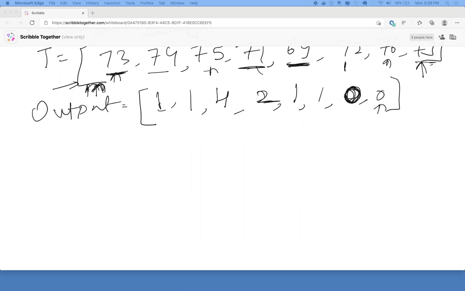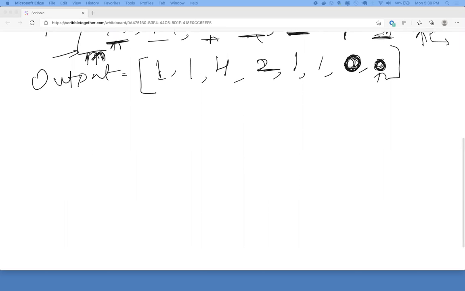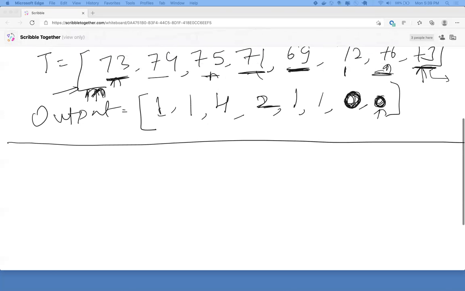74 is 1, 75 you have to wait till 76, so this is 4 days. For 73 there is no warmer temperature, so you add 0 into the list. 76 also you put 0. So that's the question for you. And the temperature has to be more than 73. Even if it's 73, you still return 0, I mean, you don't count it.